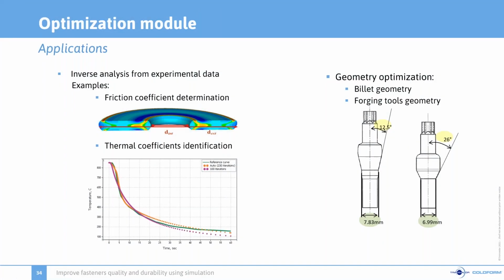The optimization model can be used in several applications, for example, in reverse analysis problems, in order, for example, to determine the friction coefficient, here with the ring test, or to determine the heat transfer coefficient during a quenching. The optimization model can also be used to optimize the tool or the billet geometry. And this optimization of the geometry can be linked with common CAD software.